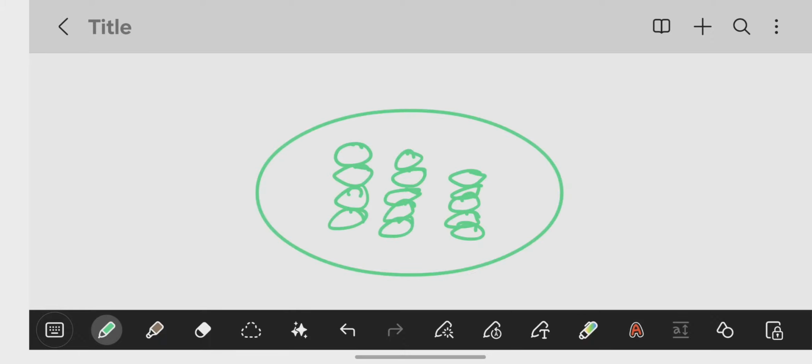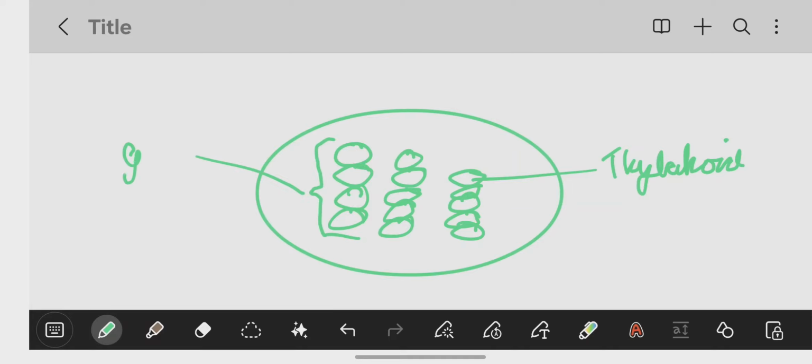Obviously, this diagram doesn't show all the organelles within the chloroplast. There's obviously you're going to have different things like, I don't know, ribosomes and lipids and stuff. But what I've just drawn here are thylakoids. So I'm just going to label this as that. Again, excuse the handwriting. And they're arranged in stacks called grana, granum for singular.